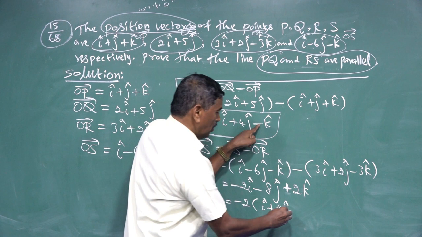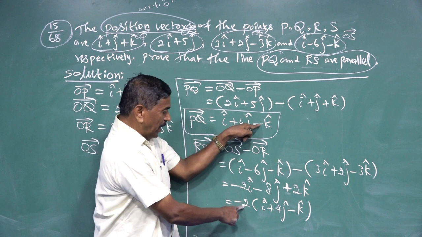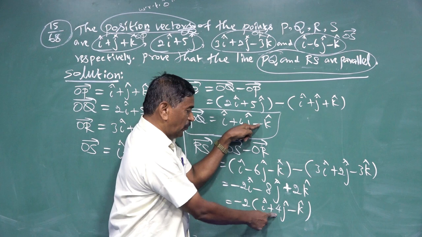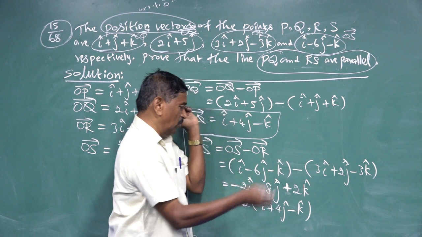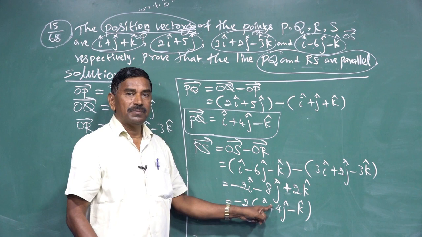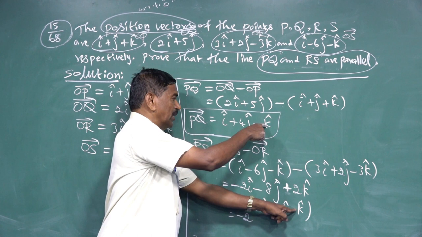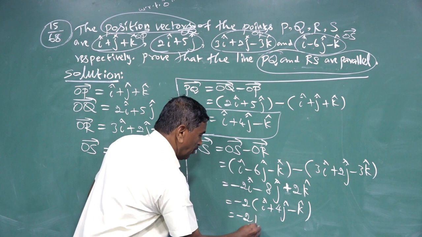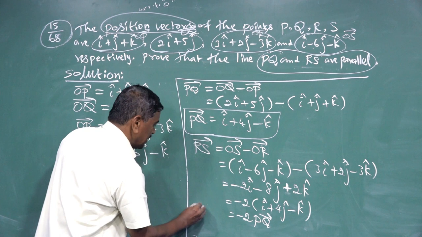If in doubt, verify: minus 2 into i is minus 2i. Minus into plus minus 8. Minus into minus plus, plus 2k. Now, it is equal to minus 2 into the bracket. The bracket is nothing but 1, 4, minus 1, which is the PQ vector. Therefore, the bracket is equal to PQ vector, whose left hand side is RS vector.